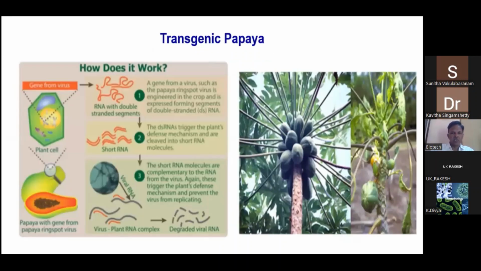And then next is papaya. Papaya is transgenic papaya because papaya usually gets a ring spot virus. Papaya ring spot virus is a common disease, a viral disease on this particular plant. And then scientists have used short RNAs and they have been able to overcome this. And now you have transgenic papaya plants available in the market.